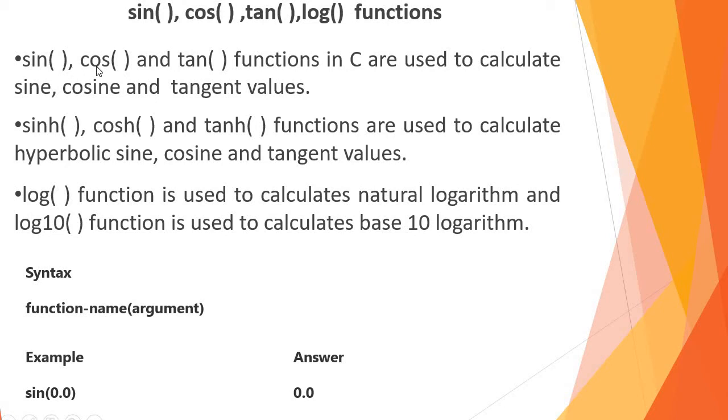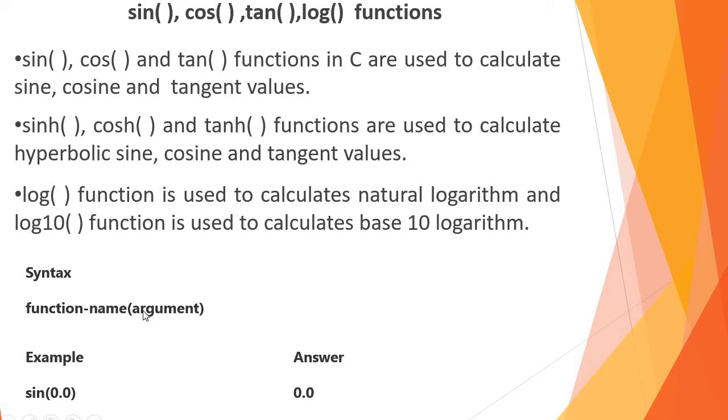Sine, cos, tan functions in C are used to calculate sine, cosine, and tangent values. There is a difference between the sinh, cosh, tanh functions and the sin, cos, tan functions, as the sinh, cosh, tanh functions will return the hyperbolic sine, cosine, tangent values. The log function is used to calculate the natural logarithm, and log10 is used to calculate the base 10 logarithm.